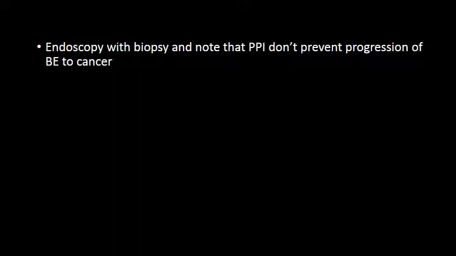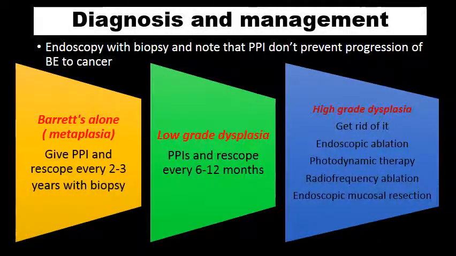Other than that, they can cause Barrett's esophagus, so you have to start them on a course of PPIs along with lifestyle modification. So if the person has only Barrett's esophagus alone, metaplasia, then you give proton pump inhibitors and repeat endoscopy every 2 to 3 years with biopsy. Remember the number, 2 to 3 years. If there is low-grade dysplasia, then proton pump inhibitors and repeat endoscopy every 6 to 12 months.